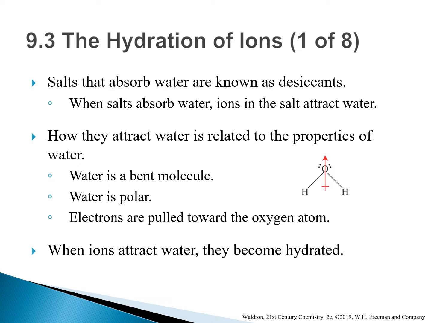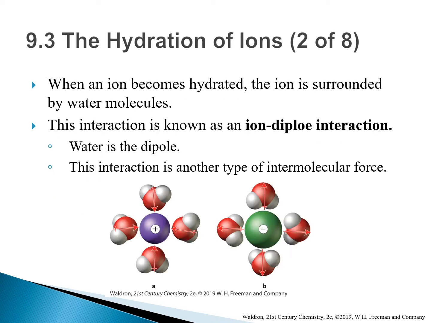Last, because the oxygen atom is partially negative and the hydrogen atoms are partially positive, the water molecule is polar. A dipole of a water molecule is drawn to your right. When ions attract water, they become hydrated. When an ion becomes hydrated, the ion is surrounded by water molecules.